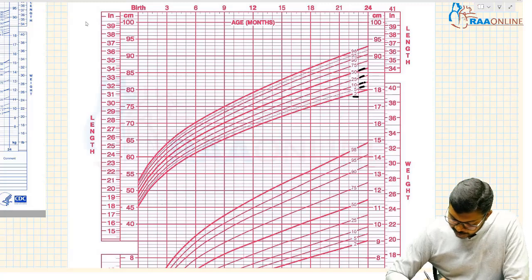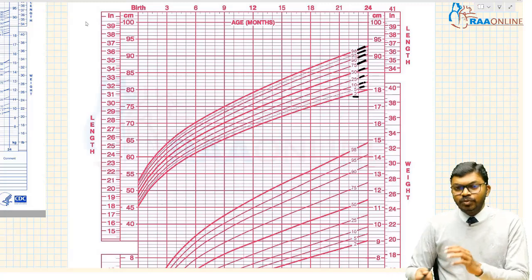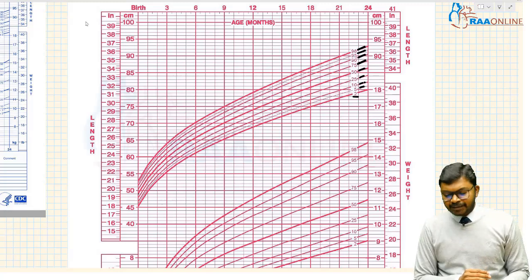This is the average line. You can see this is being drawn with the utmost thickness. This line is being drawn with a huge thickness, right? So this is going to be the 50% line, then 75 percentile, and 90, 95, 98 percentile. So the values represent percentiles, guys.